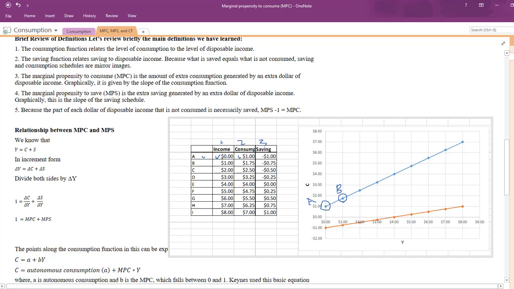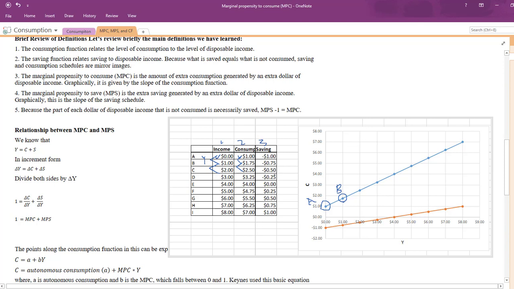You can see here, when income increases, consumption also increases. Now let's look at the change in income. Here income is increased by 1, but consumption is increased by 0.75 only. Again here income increases by 1, and consumption again increases by 0.75 only. So the change in consumption is 0.75 when the change in income is 1.